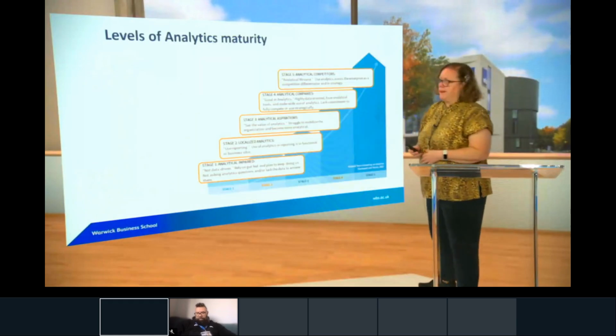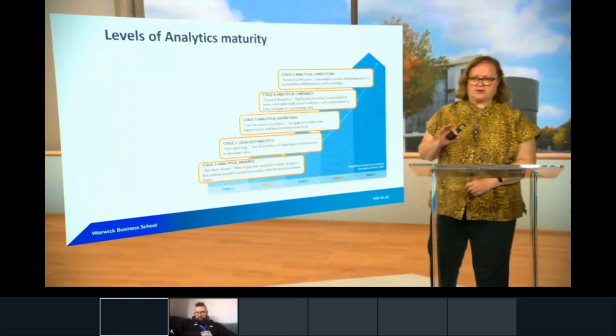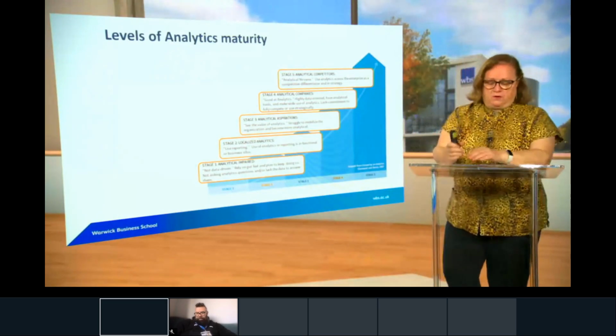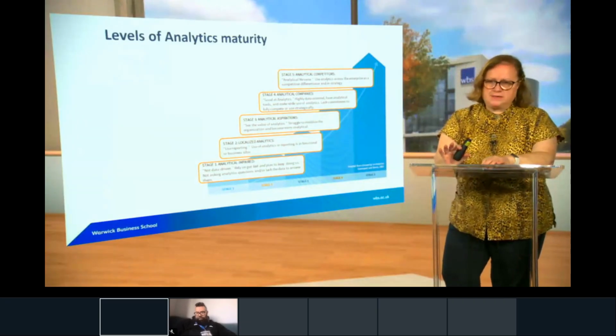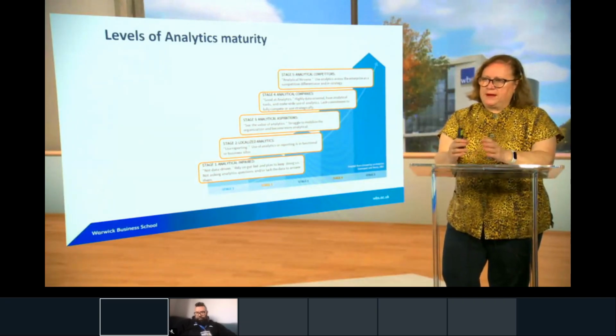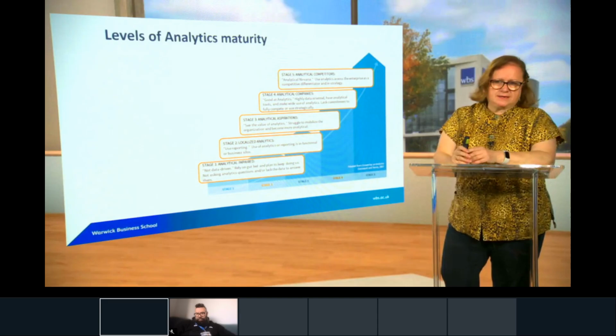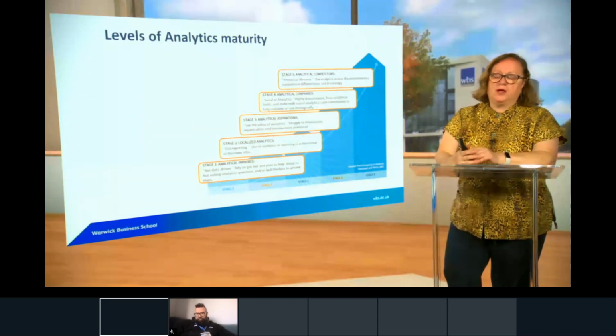So you can describe your analytics capability using Delta. But how do you know how good it is? How do you know how mature your capability is?